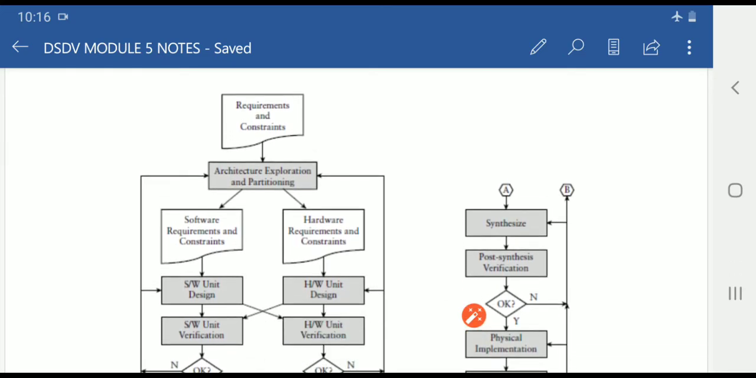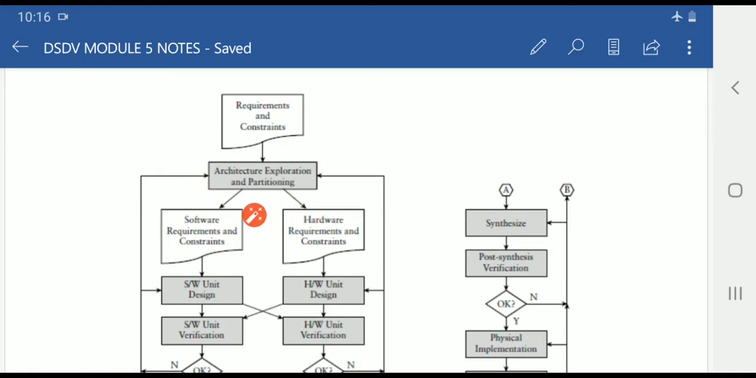Now the first is the requirements and constraints. Requirements here are of two types. One is functional requirement, second is performance requirement. Functional requirements tell us what the product is to do, whereas performance requirements tell us how fast the product works, whereas the constraints are power consumption, cost and packaging of a device.